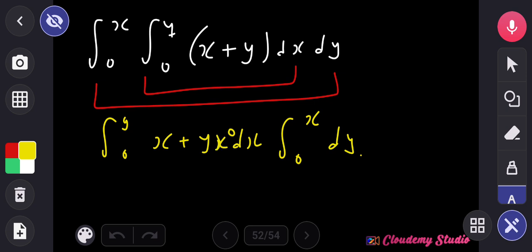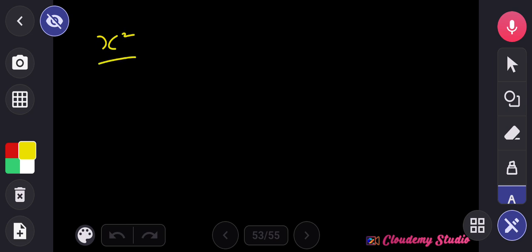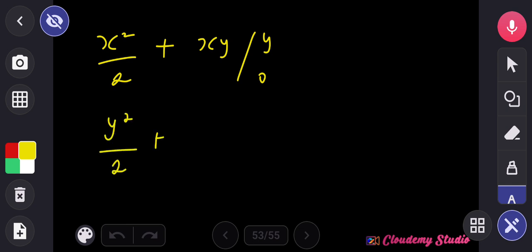So if I integrate this one, I'm going to be having what? x raised to power 2 over 2, right? Plus y x raised to power 0 plus 1 over 0 plus 1, right? Upper limit y, lower limit 0. So the next thing is what? I'm going to be having x squared over 2 plus xy, upper limit y, lower limit 0. You understand? Anywhere I see x, I'm going to put y, which means this is y squared over 2 plus, instead of x, I'm going to put y. That is y multiplied by y, that is equals to y squared as well. So I'm going to write y squared.